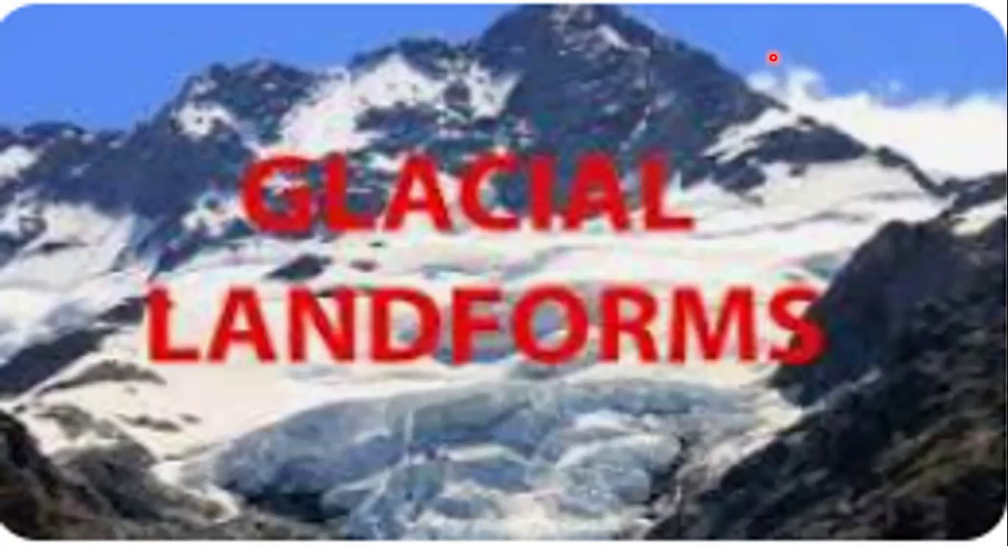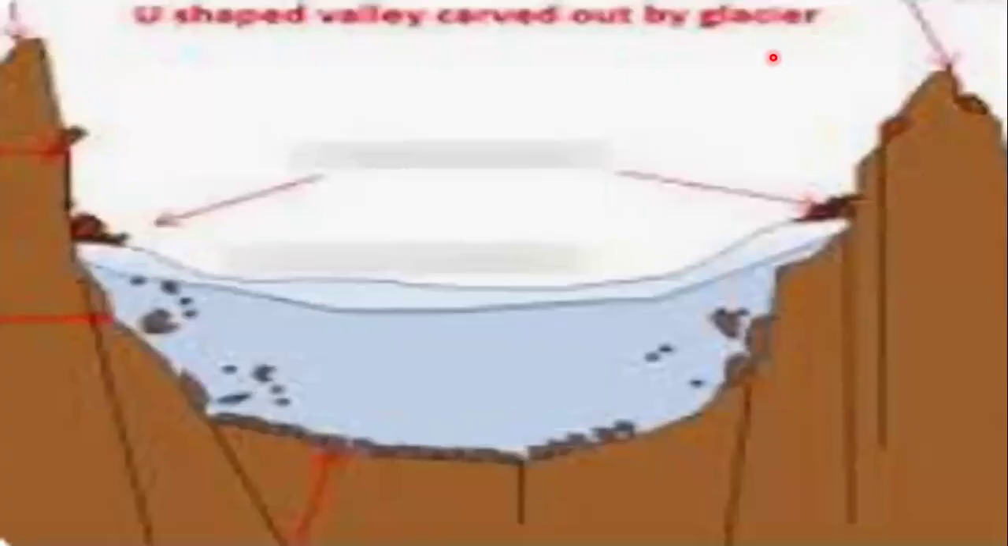The topic is glacial landforms. Landforms created by glacial erosion are mostly confined to the mountain region. U-shaped valley is an erosional feature formed by glaciers.